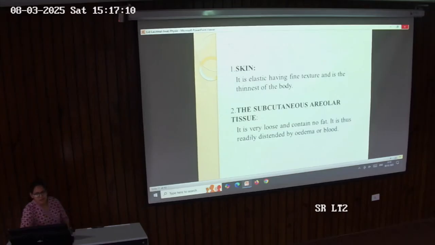Skin is elastic and it is the thinnest part of the body. The subcutaneous areolar tissue is very loose and there is no fat. It is thus readily distended by the edema or the blood.